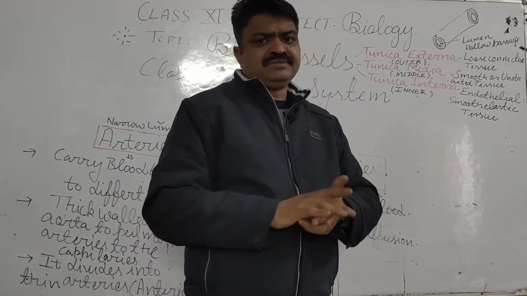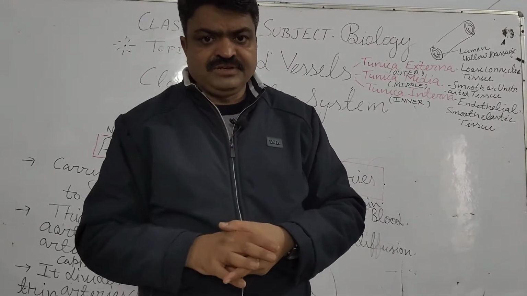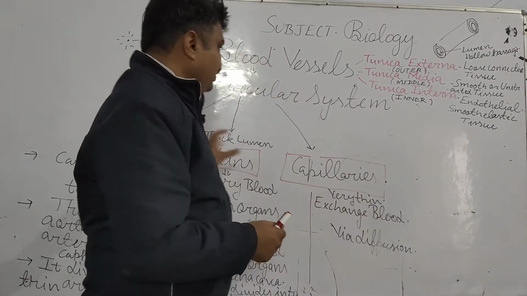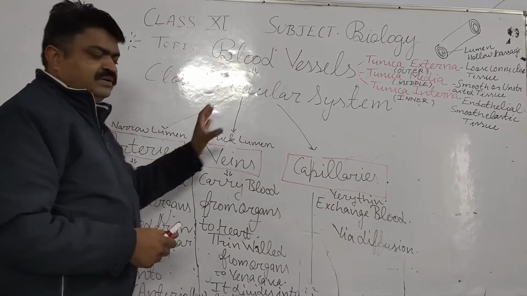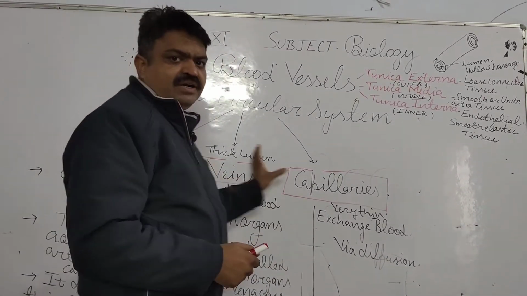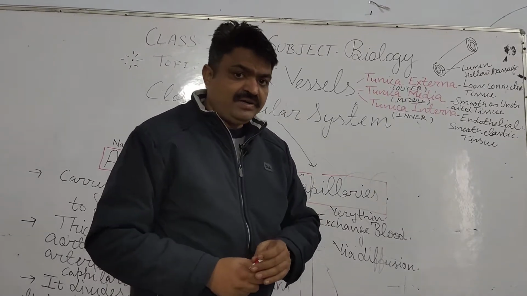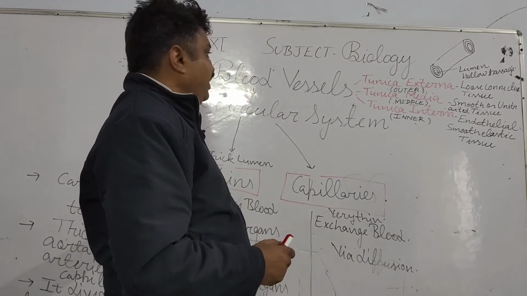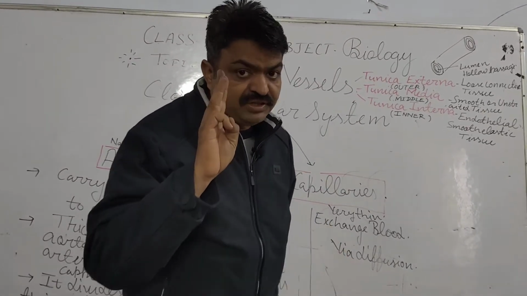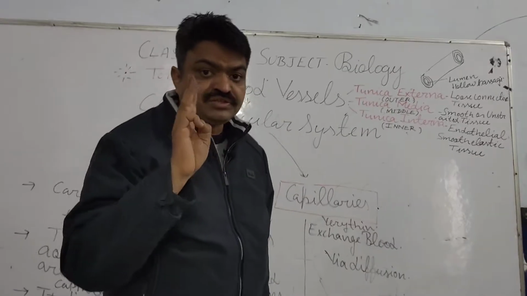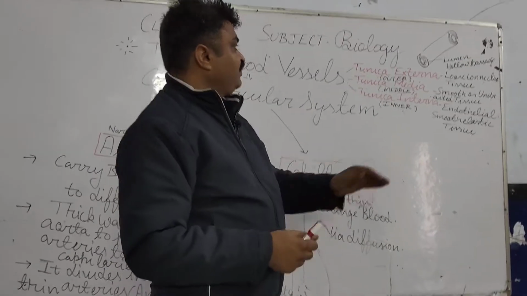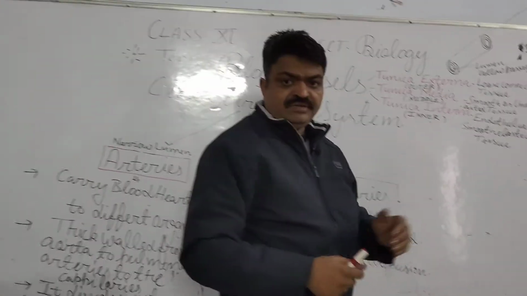Now blood vessels have their own histology, means different layers are found. There are three types of blood vessels found in humans. First is arteries, second is veins, third is capillaries. Arteries and veins have three layers in their histology, means these tube-like structures are made up of three layers. First layer is known as tunica externa.